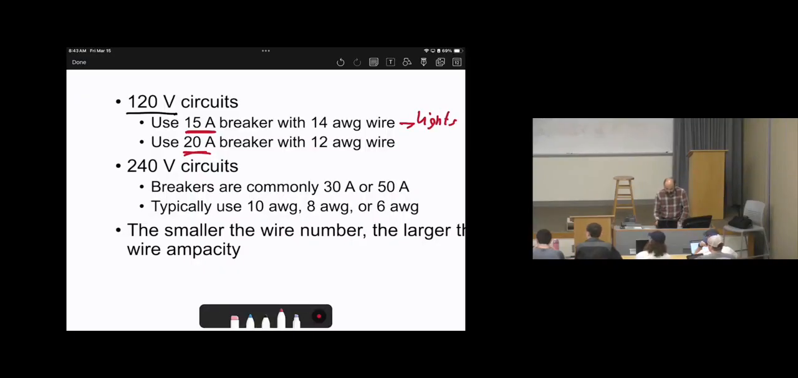Lights, 20 amperes, it can be for appliances, kitchen appliances, etc. And you will see a word called 14 AWG, 12 AWG. What does this mean?